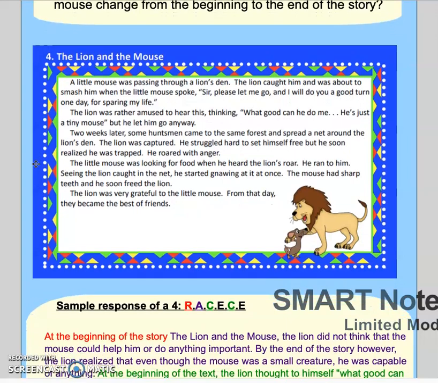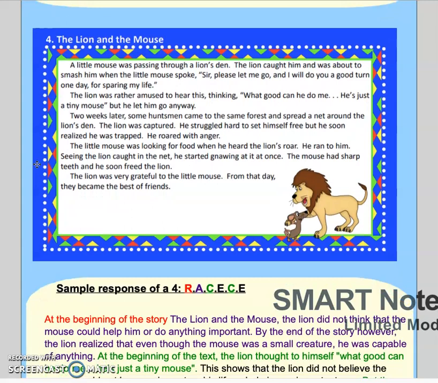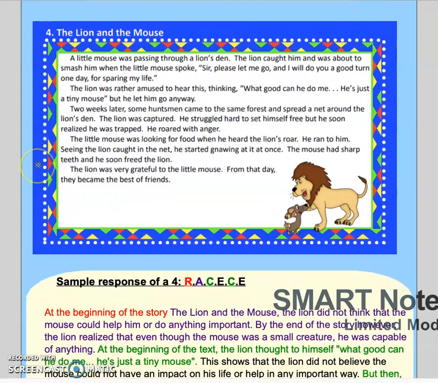2 weeks later, some huntsmen came to the same forest and spread a net around the lion's den. The lion was captured. He struggled hard to set himself free, but he soon realized he was trapped. He roared with anger. The little mouse was looking for food when he heard the lion's roar. He ran to him. Seeing the lion caught on the net, he started gnawing at it at once. The mouse had sharp teeth and soon freed the lion. The lion was very grateful to the little mouse. From that day, they became best of friends.